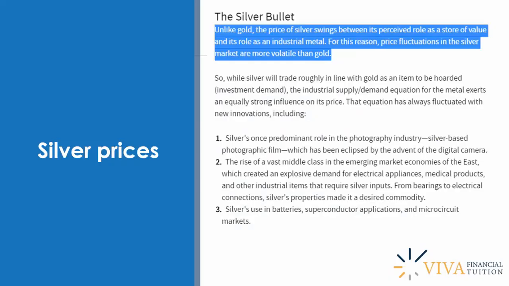Now, silver prices. What is exactly affecting silver prices and indeed the demand for silver? Unlike gold, which is also another commodity, the price of silver swings between its perceived role as a store of value, like gold, and its role as an actual industrial metal. For this reason, price fluctuations in the silver market are more volatile than gold. That's something very important to bear in mind. So while silver will trade roughly in line with gold as an item to be hoarded, in terms of what's called investment demand, the industrial supply and demand equation for the metal exerts an equally strong influence on its price, and that equation has always fluctuated with new innovations.